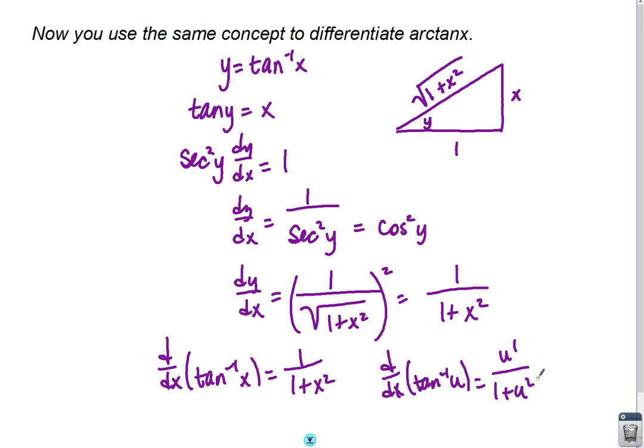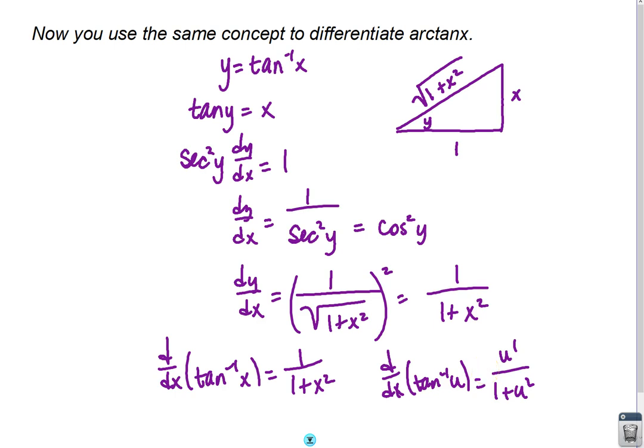So if you were to do this for y is equal to cotangent inverse of x, you would end up with almost the exact same thing. The only catch is you would have a negative out front. So d dx of arc cotangent, or the inverse cotangent, would just be the negative of this.